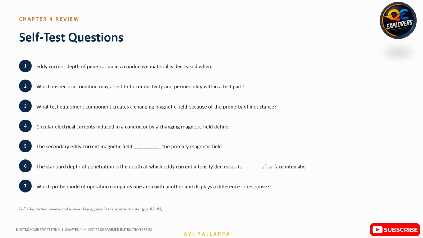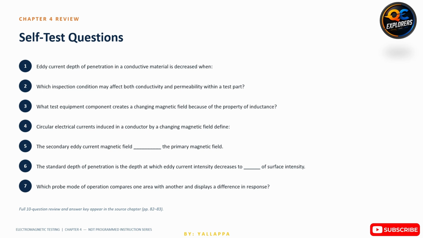Finally, the seventh question asks which operating mode compares one area of a component with another. The answer is the differential mode, where two or more coils compare adjacent regions and respond only to differences between them. These questions summarize many of the concepts that frequently appear in certification examinations.